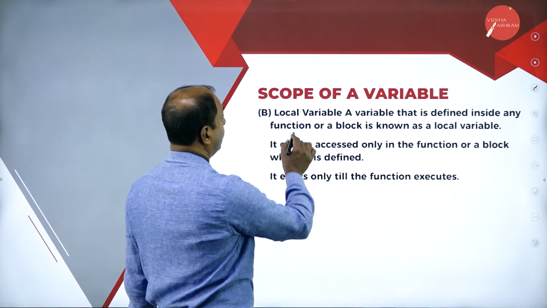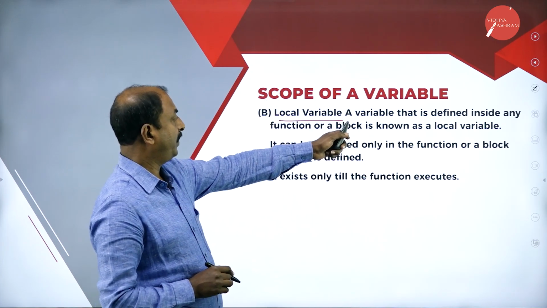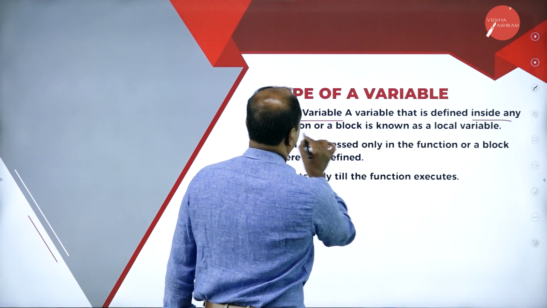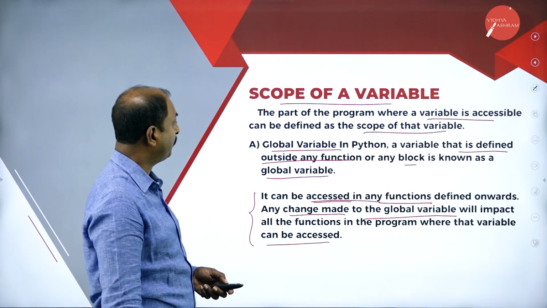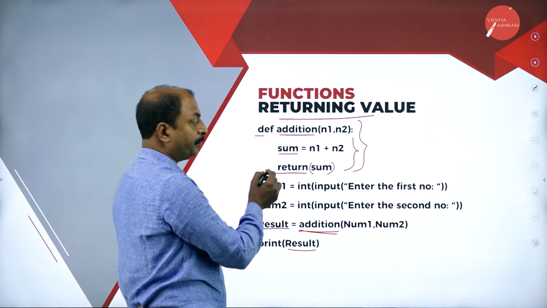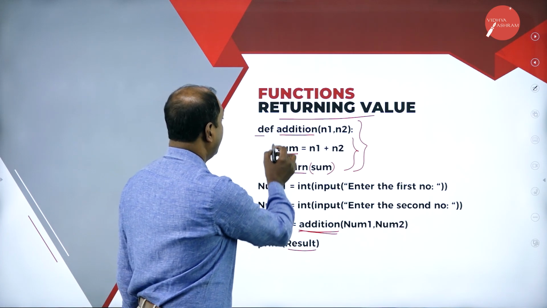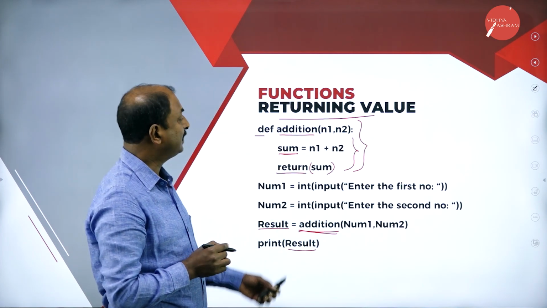Next one is local variable. As I told you in the previous slide, a variable that is defined inside any function or a block is known as a local variable. As we have seen in the example, here sum a is a local variable, meaning it is defined inside the function addition. So that is the meaning of this.